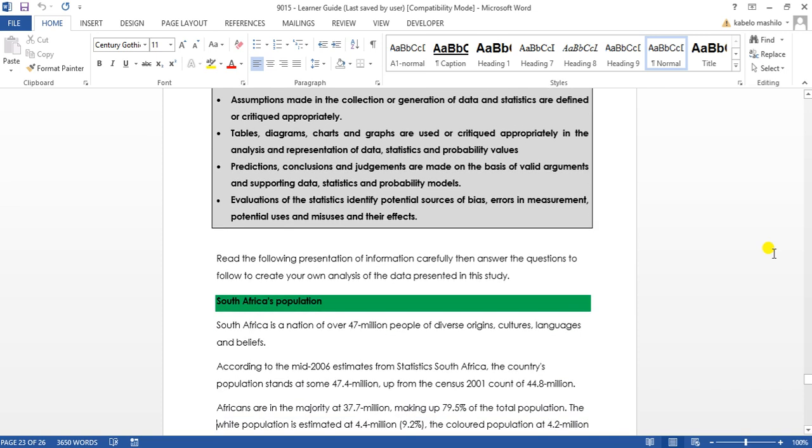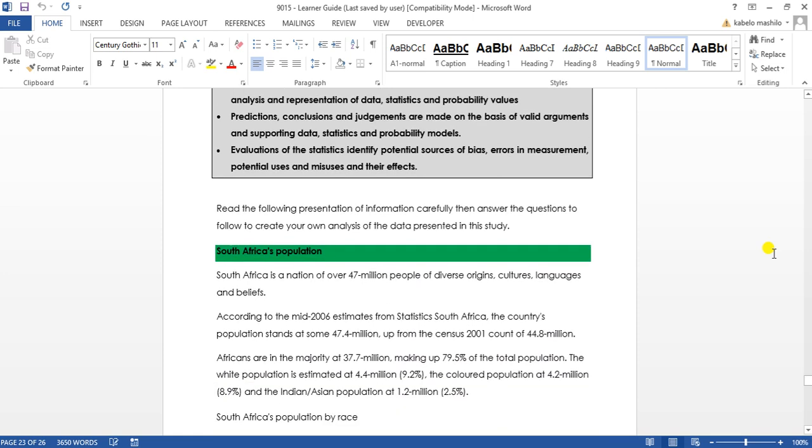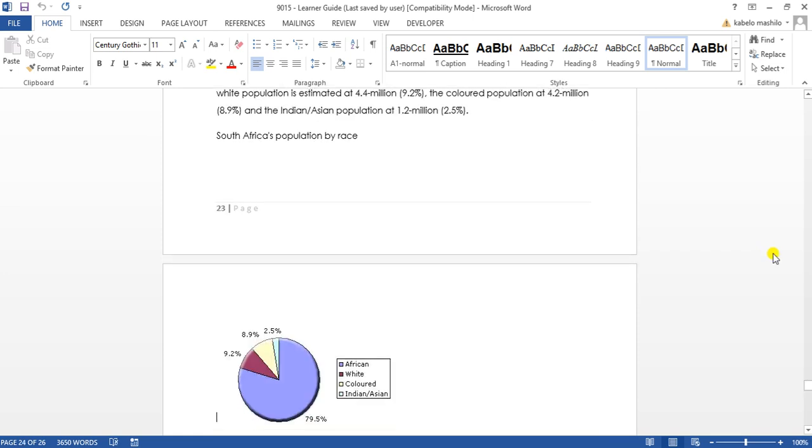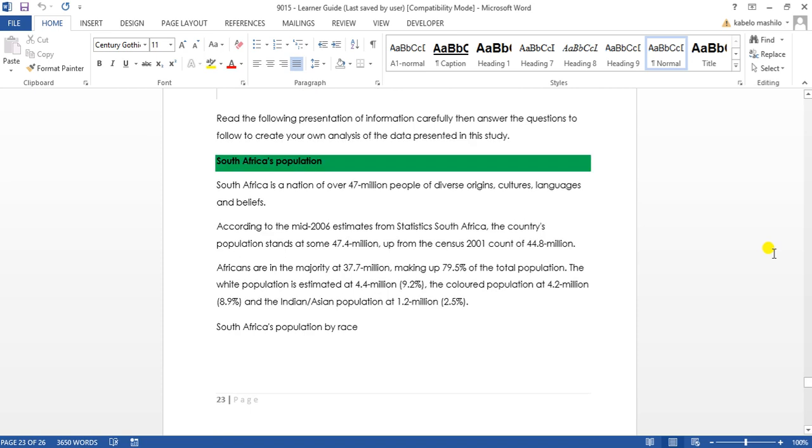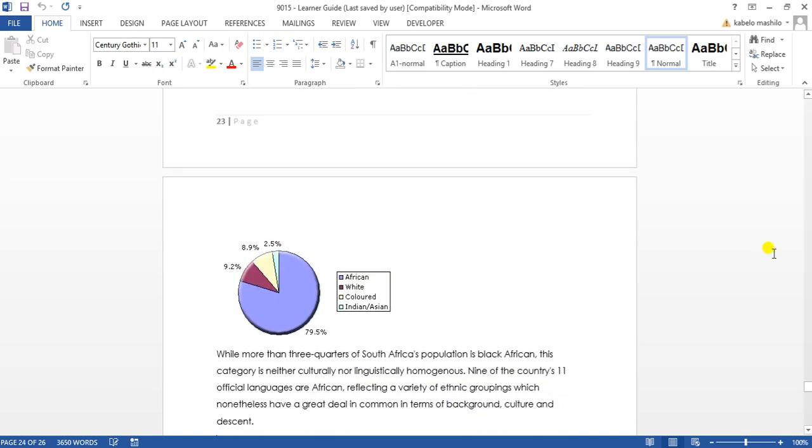Read the following presentation of the information carefully, then answer the question to follow to create your own analysis of data presented in the study. So it's the South African population. Please go through this on your own and answer the questions below.